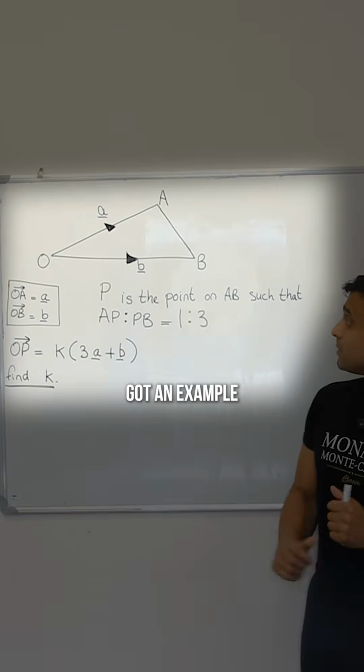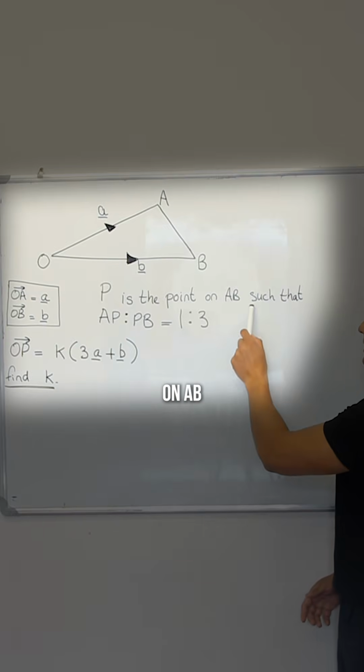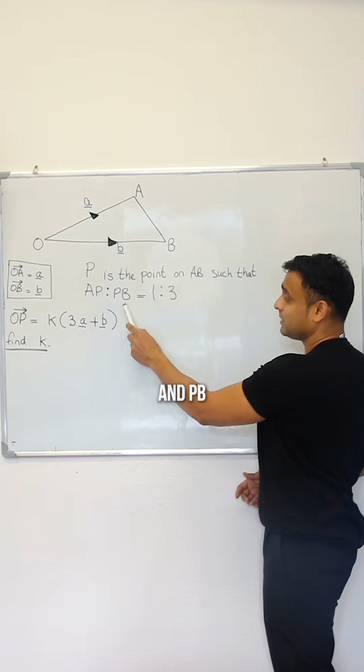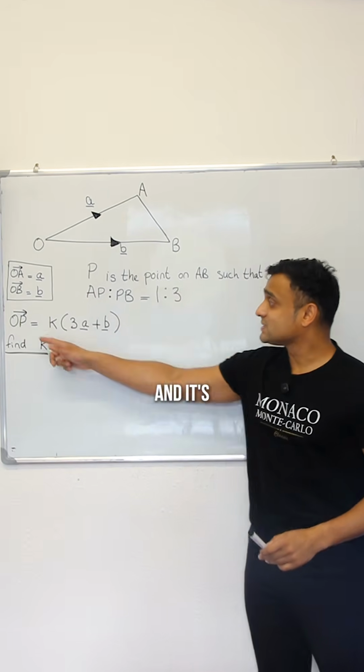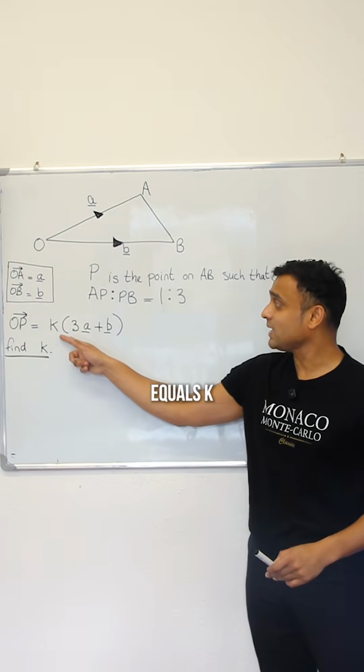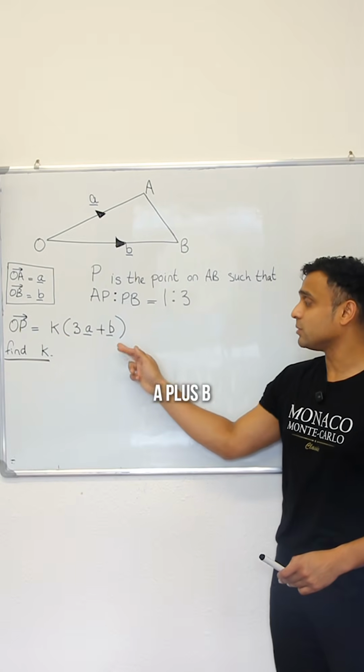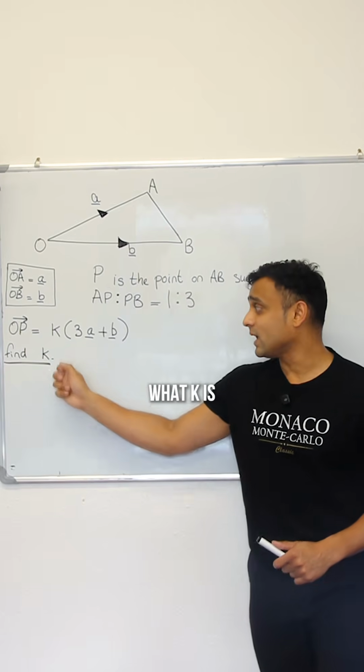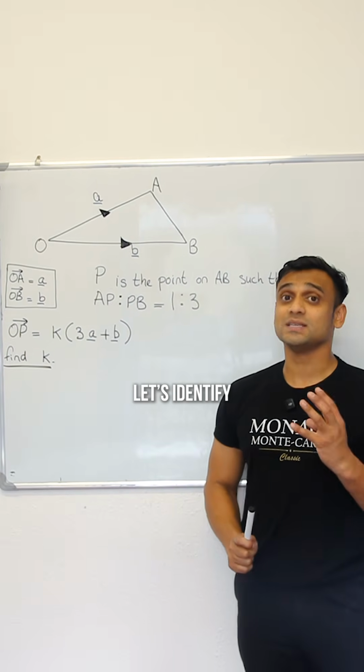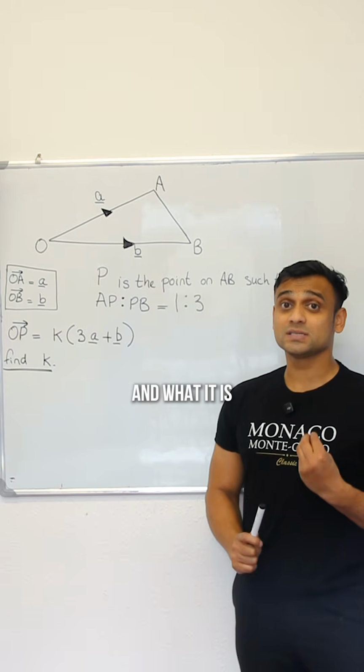Here we've got an example where P is the point on AB such that AP and PB are in the ratio 1 to 3. And it's telling us that OP equals K multiplied by 3A plus B, and we have to find out what K is. Now the key thing here is let's identify the routes and what it is that we're looking for.